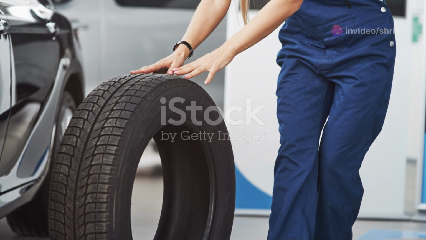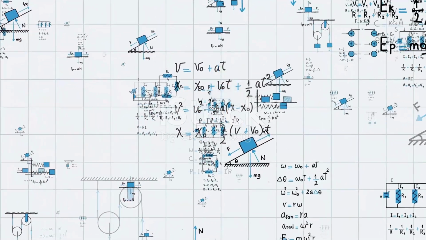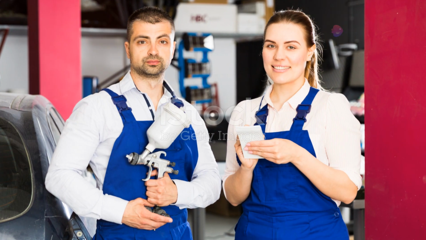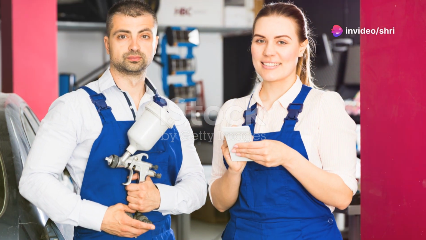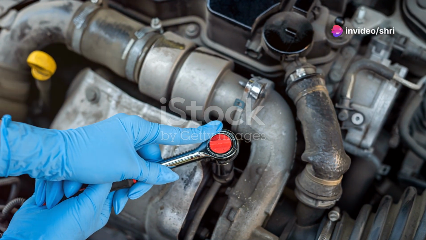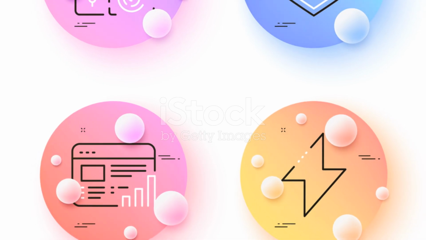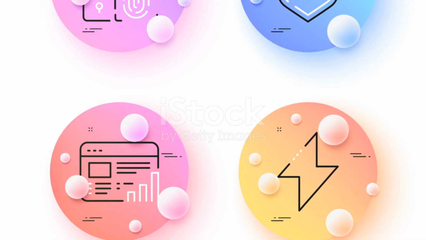Let's quickly recap. Motion is the change in position of an object. Force is a push or pull that causes movement or a change in direction. And work is done when force causes movement in the direction of the force. These concepts are interconnected. Motion happens because of force, and work is done when force causes movement.